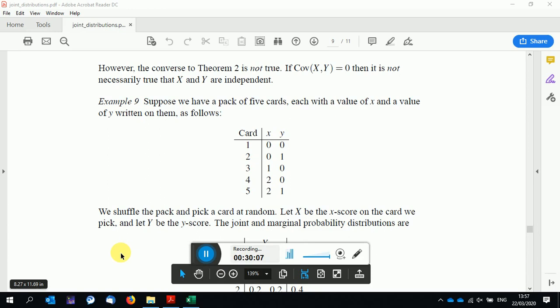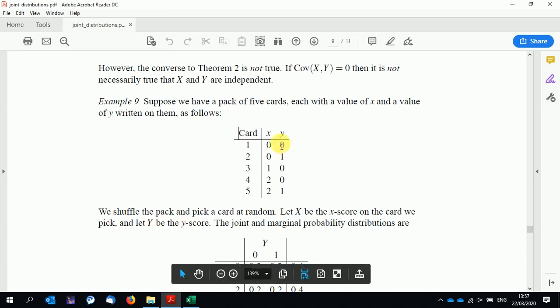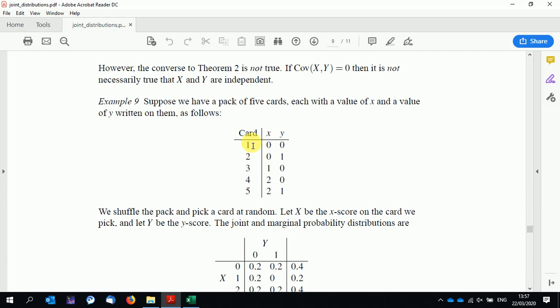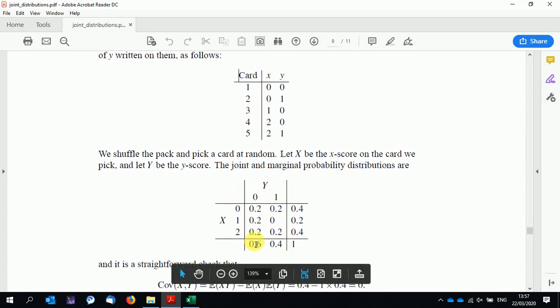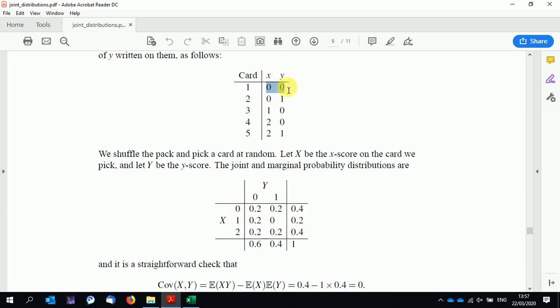Sorry about this, I had to pause the lecture. Let's carry on. So let's say you have 5 cards with values here, 1 2 3 4 5, with value of x and value of y. So you can be asked to find the joint and marginal probability. So for example, how do I get 0.2 here? That's x being 0 and y being 0. That's here 1 out of 5, hence 1 divided by 5 gives you 0.2.